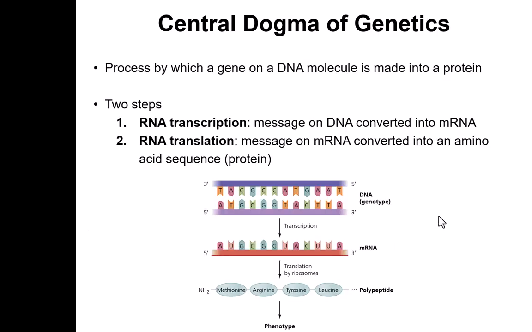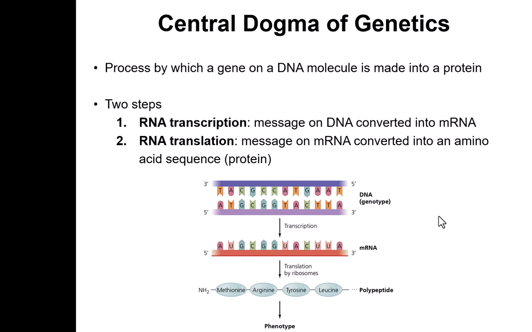to what's called the central dogma of genetics. This is also part of that genetics activity. And overall, this is talking about the process by which we go from gene on a DNA molecule to a protein. That's the whole point of having genes, is they all code for different proteins. The proteins are what does all the cellular work. There are two steps to this overall process.